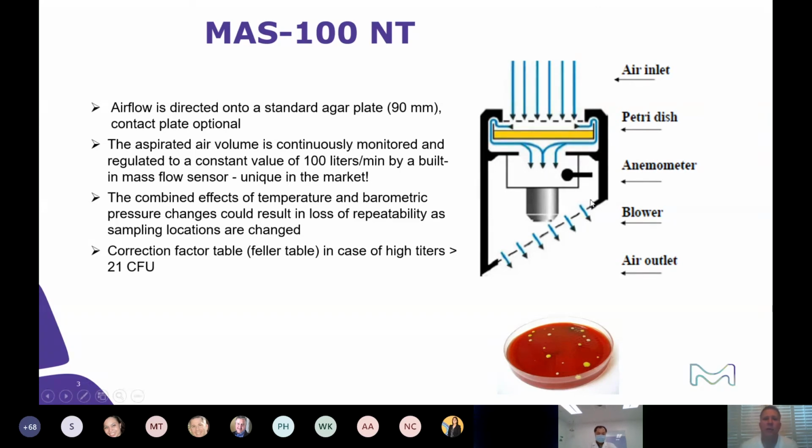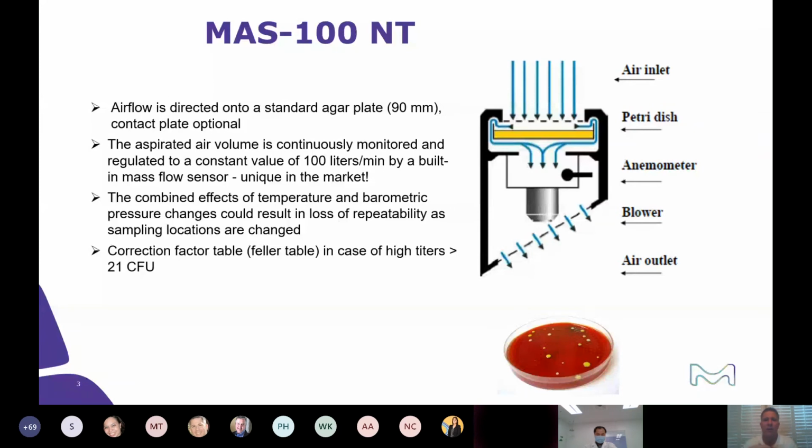And that mass flow sensor is what it's also called. That measures air by mass and not volume. We're gonna get into that in a little bit, but we're able to maintain that 100 liters per minute because of that mass flow sensor. So the air comes here onto the plate. It's pulled by a fan, and the particles are impacted onto that plate and then exhausted.